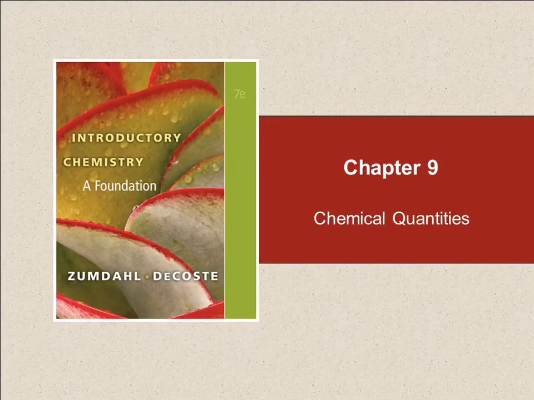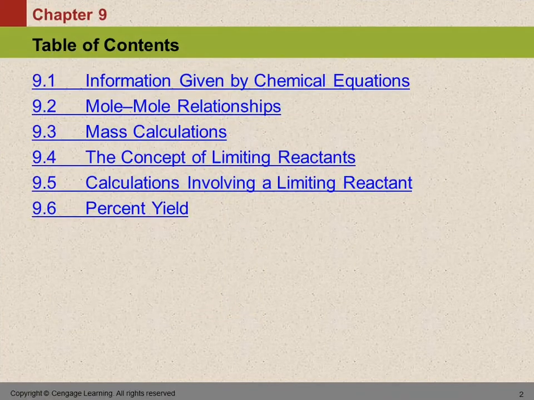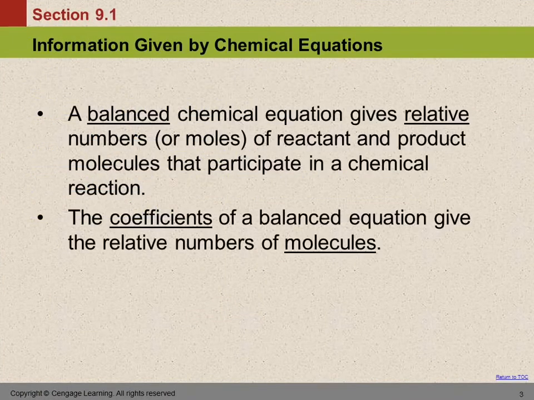Okay, we're starting chapter 9 today, and this is going to build on chapter 8. So we've studied chemical equations. Let's review briefly. A balanced chemical equation gives us relative numbers of reactant and product molecules. So, one of this and two of that.